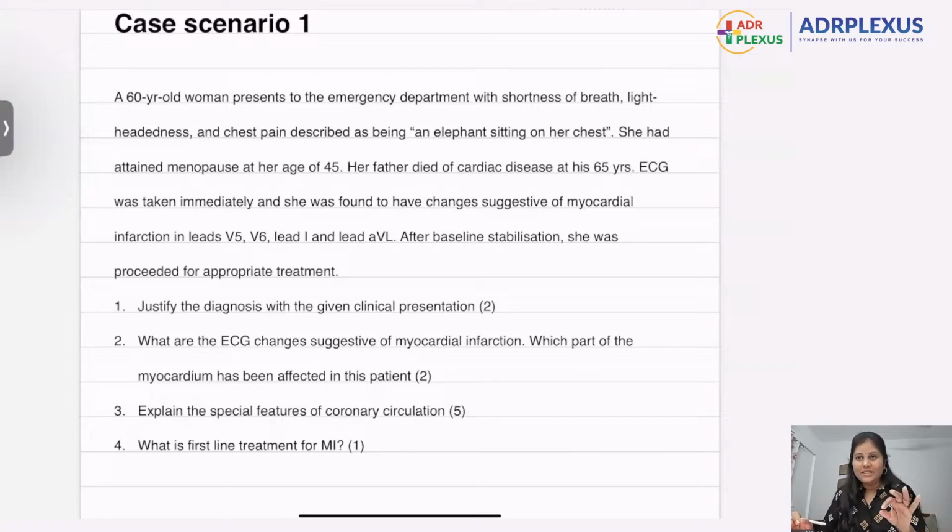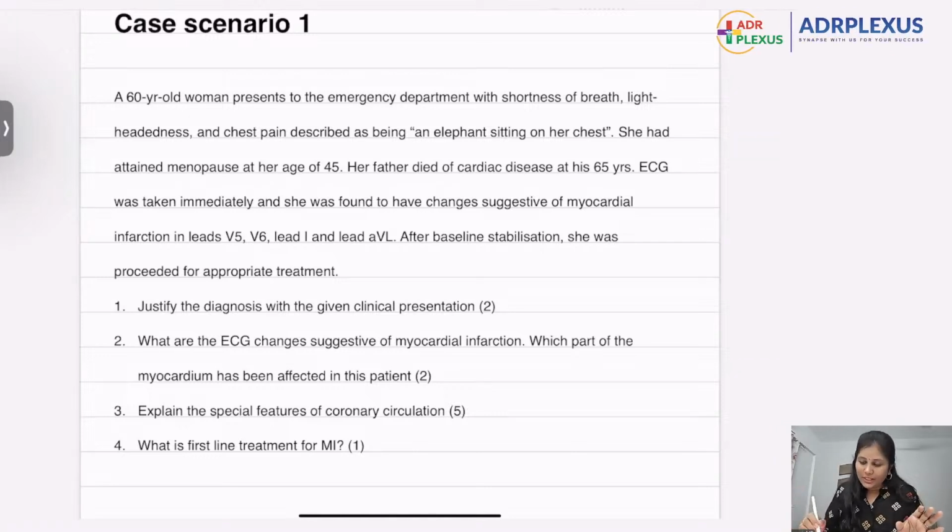This is a little tricky part, right? Explain the special features of coronary circulation. That is the physiological part, the core physiology part. Usually the students prepare only the answer for this question, coronary circulation, from the textbook, right? That carries 5 marks. And the last question is, what is the first line treatment for MI?